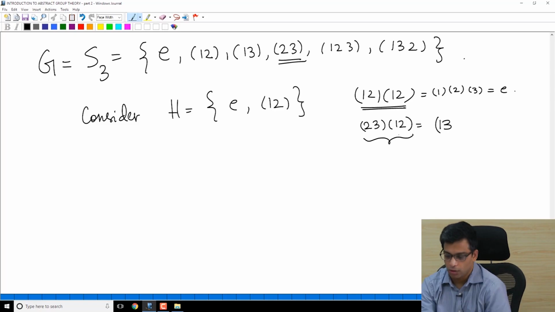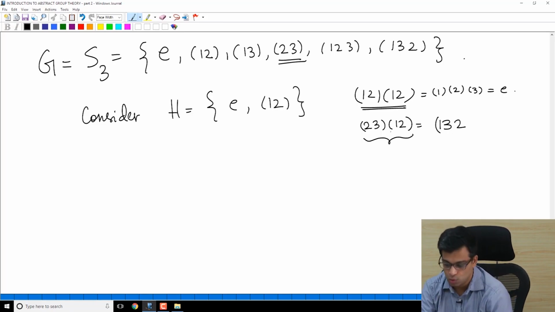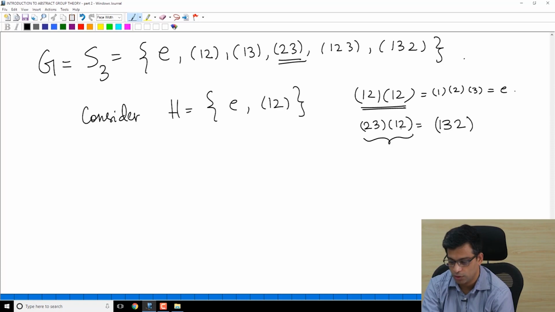Now where does 3 go? 3 goes to 3 under the first element because 3 is not appearing in the first element. So 3 goes to 3 and 3 goes to 2 in the second element. So in the product, 3 goes to 2. Okay, let me see if I can close the bracket. Where does 2 go under the product? In the rightmost element, 2 goes to 1, right? And where does 1 go under the left element? 1 goes to itself. So 2 goes to 1 in the product. So the product of (2 3)(1 2) is (1 3 2). So H is a subgroup.